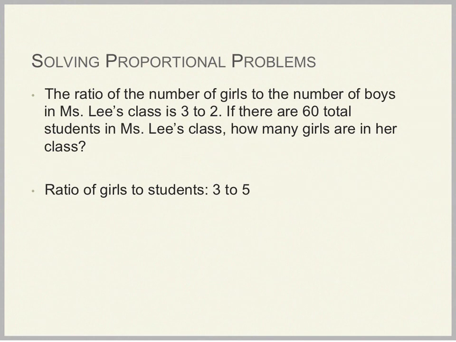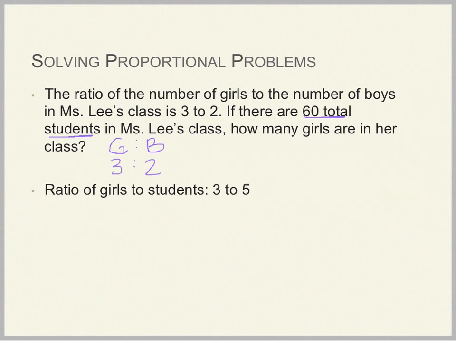Another question says the ratio of the number of girls to the number of boys in Ms. Lee's class is 3 to 2. We can look at that then as girls to boys is 3 to 2. If there are a total of 60 students in Ms. Lee's class, how many girls are in her class? This gives us something different to look at.